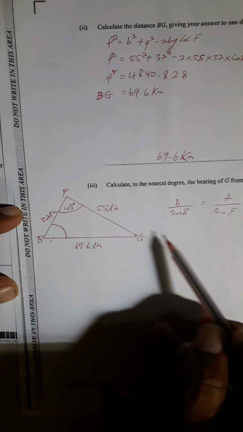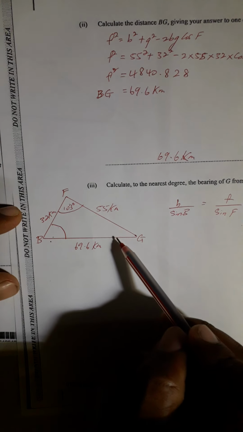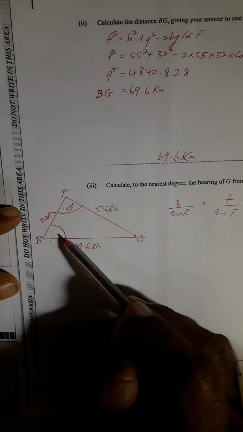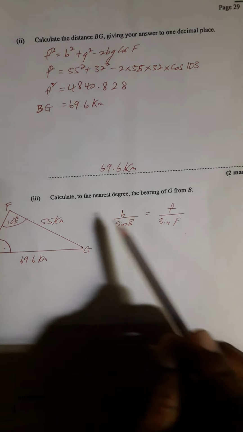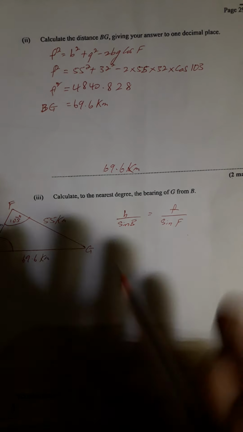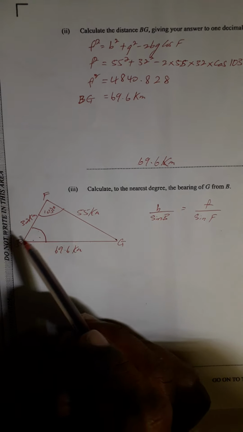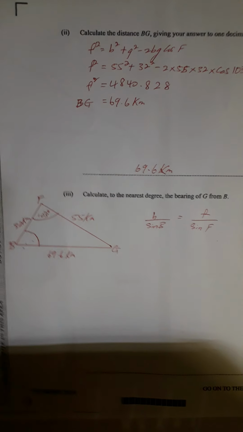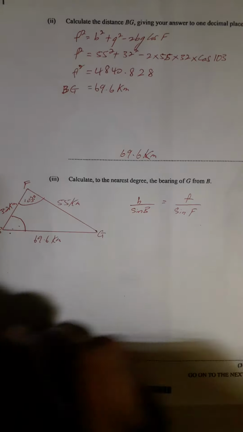Why are we not using sine G? Because we don't know angle G. So this is the one that is given, and this is the one that we need to find first. So that's how we use those two. So that's our formula. The hardest thing is to figure out the formula. If you get the formula, all you need to do is just substitute the values into the formula, use the calculator correctly, and you should have the correct answer.